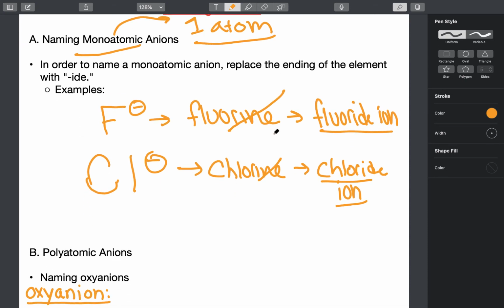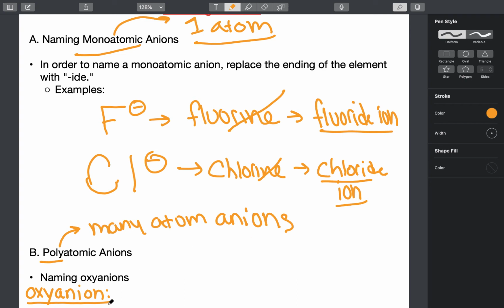However, it's not always that simple. You also have polyatomic anions. So what does poly mean? Well, if you are in organic chemistry, or if you ever took biochemistry or a biology course, you'll know that poly means many. So these are many atom anions.